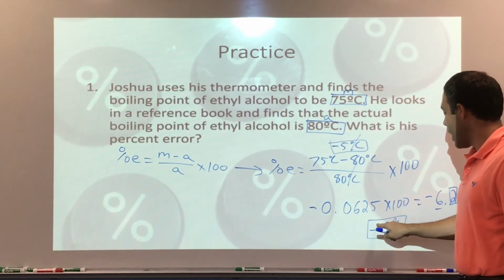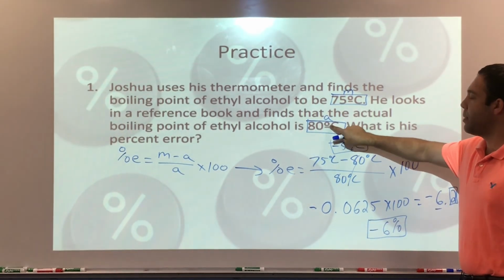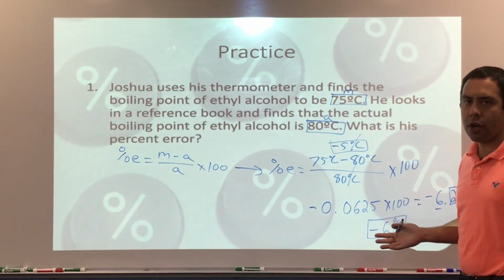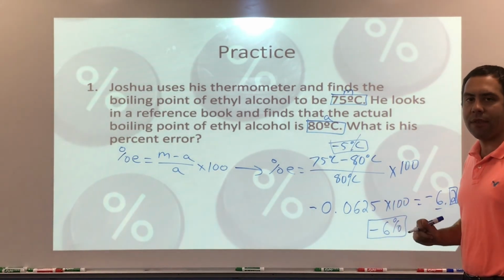Joshua was off by negative 6%. That negative means he was below the accepted value. So the accepted value was 80, he came in at 75, which was under. If he came over the accepted value, the percentage would be a positive number.